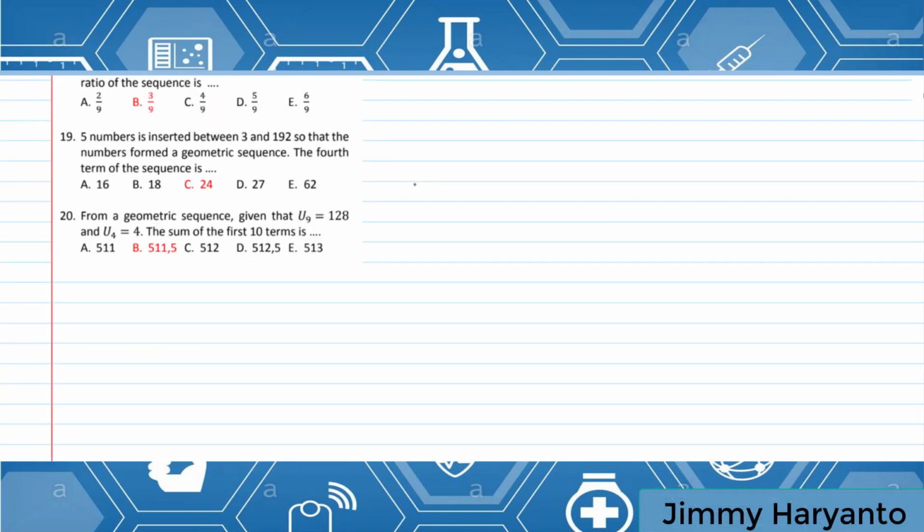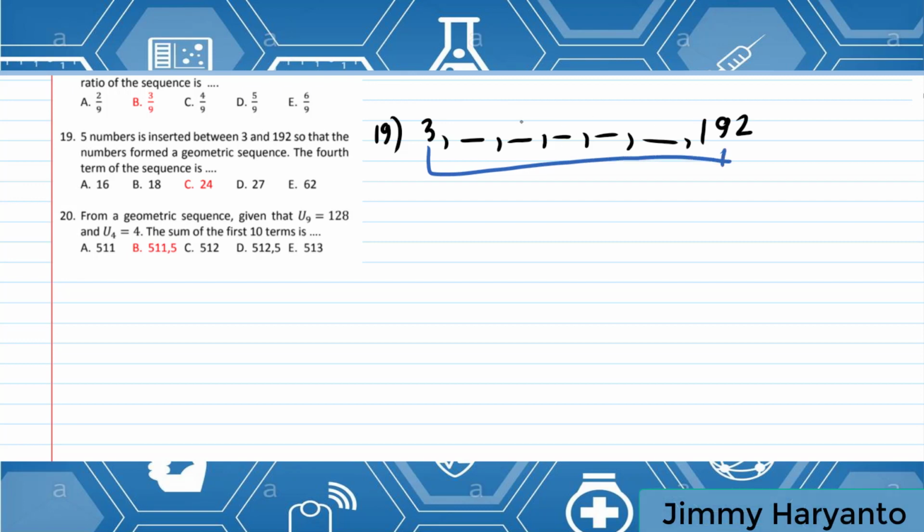And then number 19, 5 numbers are inserted between 3 and 192. Yeah, so we have 3 and then 5 numbers will be inserted between them and 192 so that the numbers form a geometric sequence. Okay, so first we have to find the ratio of 3 and 192. 192 divided by 3 equals 64. Okay, and then we have to find the ratio after we insert the 5 numbers.